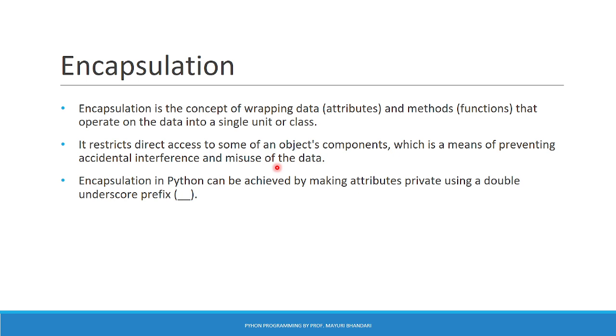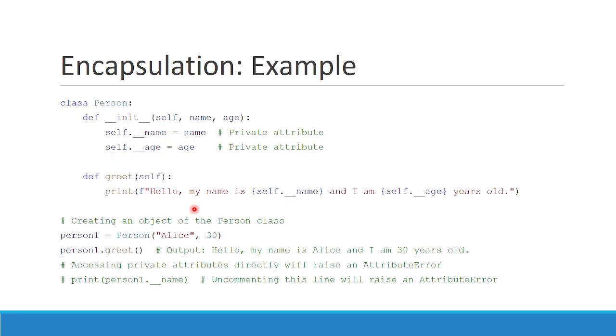Because we don't want to disclose its value, we don't want any other class to access its value, right? That's why we make it private. So encapsulation in Python can be achieved by making an attribute private using the double underscore prefix. Now, how to make data private in Python? By using double underscore. So double underscore will make your data, your attribute, private. Okay, let's see one example here.